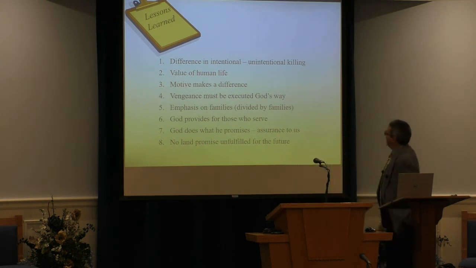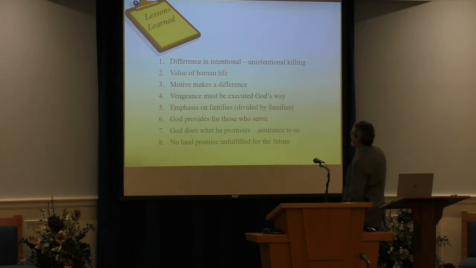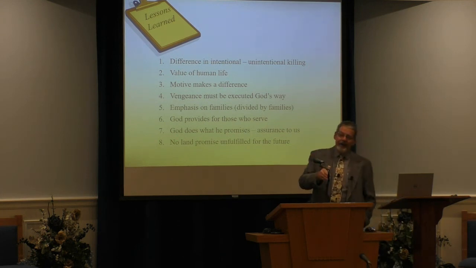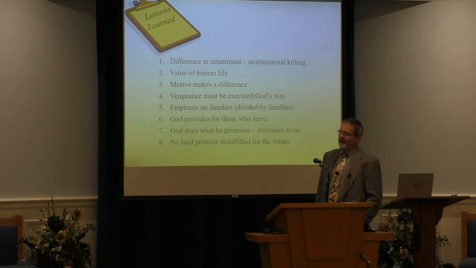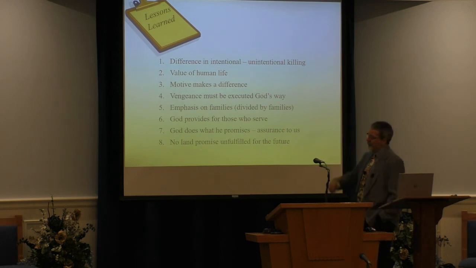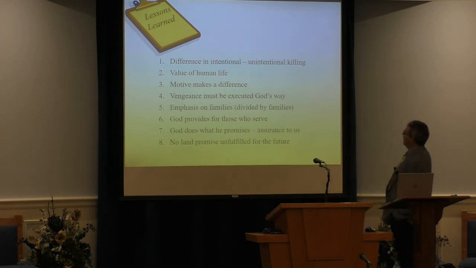Number four, that vengeance must be executed God's way. In other words, the man was to be tried. He's to be judged. And then if he's found to be guilty of murder, then he's to be executed, and that has to be done God's way. You don't just take vengeance yourself. So vengeance must be executed God's way. We see that in Romans 12 and Romans 13 as we tie them together.